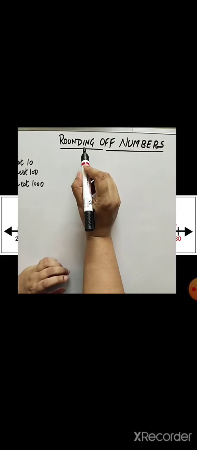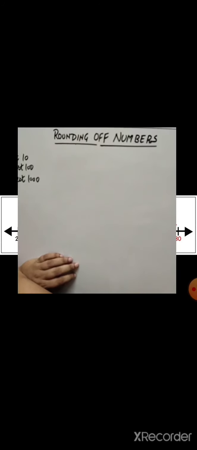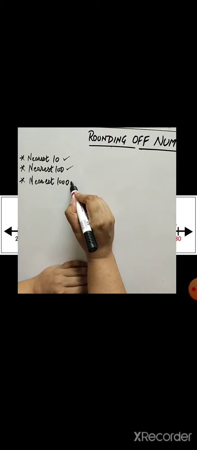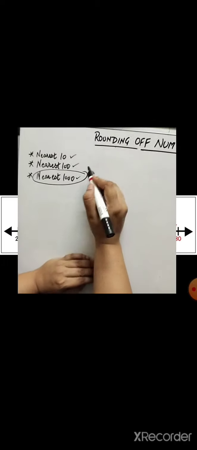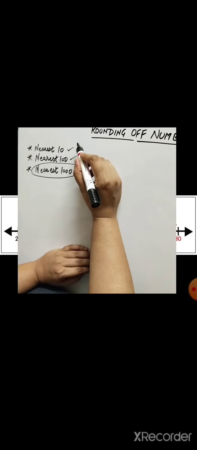Today we are going to start with rounding of numbers. We are going to do round off to the nearest 10, nearest 100 and nearest 1000 also, but not in today's video. This 1000 part we will not cover in today's video. We are going to concentrate on nearest 10 and nearest 100 only.